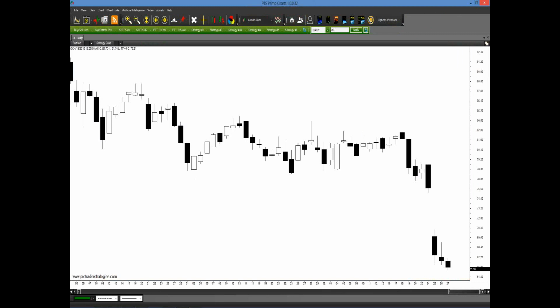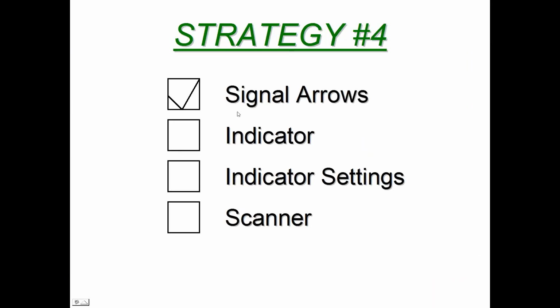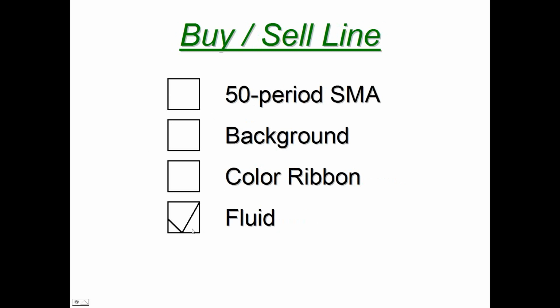Our ultimate goal is to get you at the same point where I am, where you simply have to look at a chart and say, oh, there's a sell signal, there's a buy signal. That's what we want to get you. We don't want you to have to rely on these up and down arrows. But until you get to that point, click on strategy 4. In the drop-down menu, click on signal arrows, and you can check your work with the fluid buy-sell line.